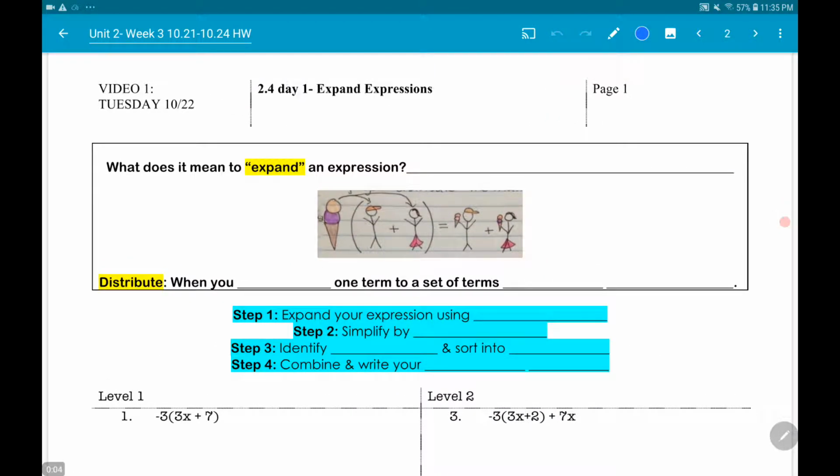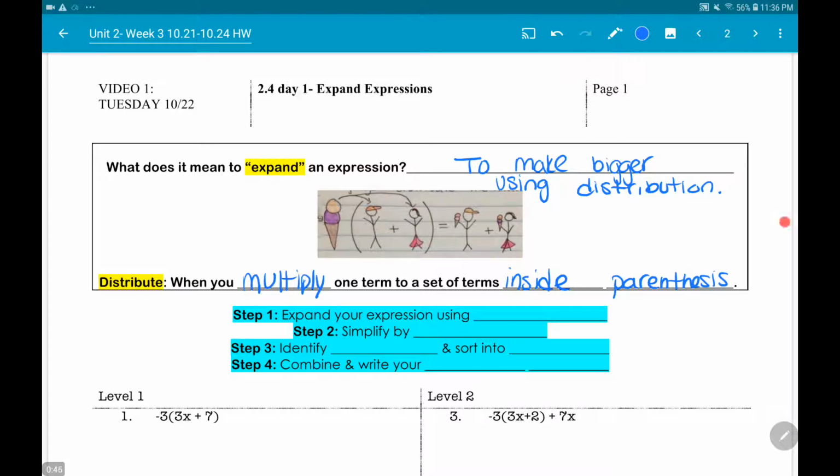It is on expanding expressions. So what does it mean to expand an expression? It actually means to make bigger using distribution. But what is distribution? Distribution is when you multiply one term to a set of terms inside parentheses.